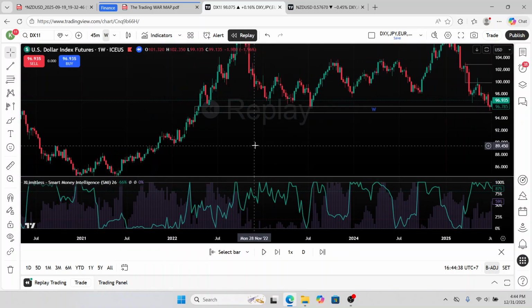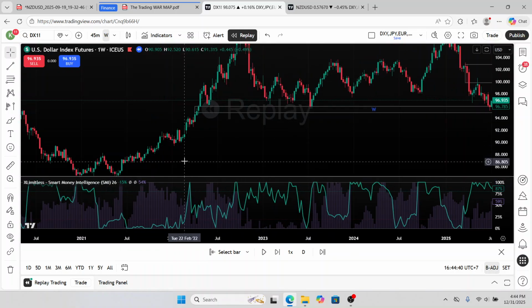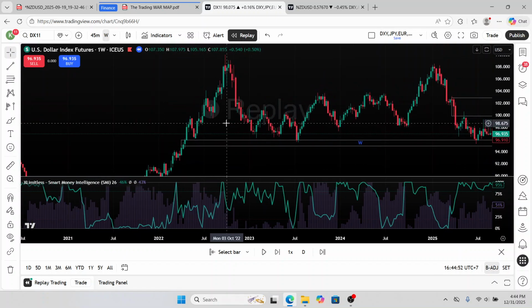And if you go back in history as well, you can see this time as well, that open interest was low. We shot up and commercials shot up to bullish extreme. What happens? From March 2022 all the way until September 2022.